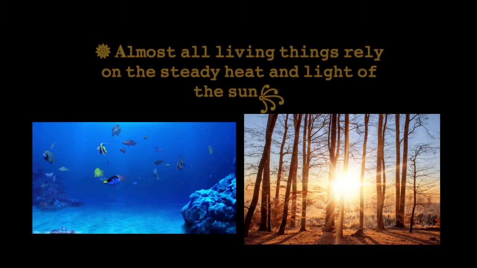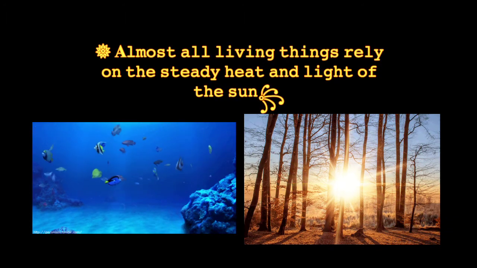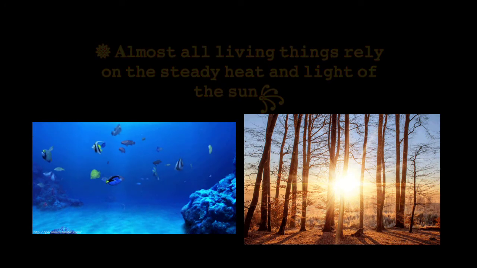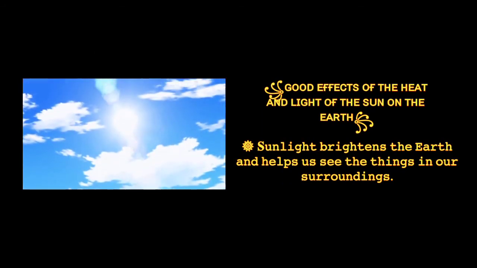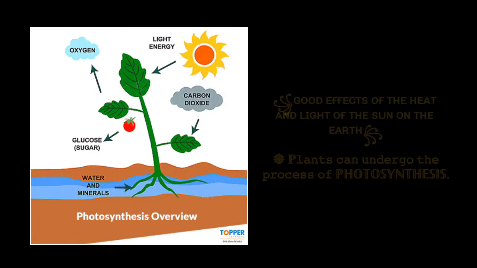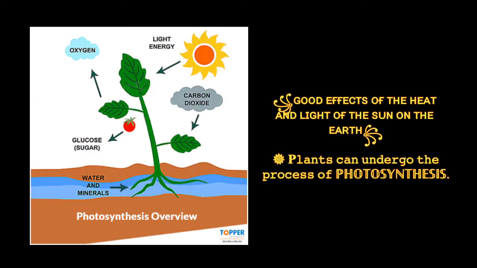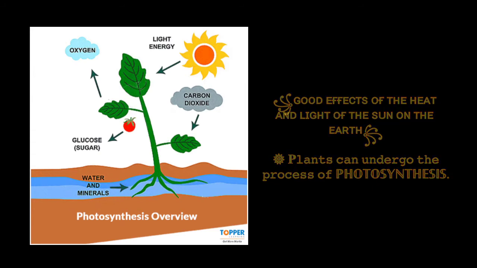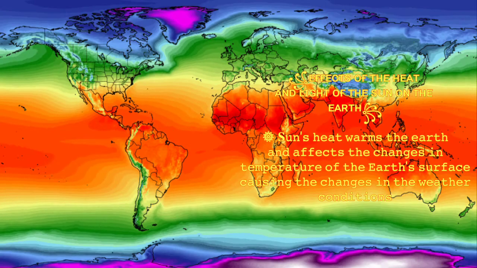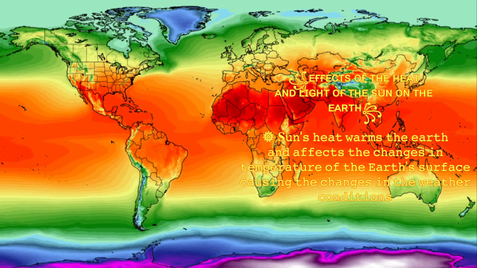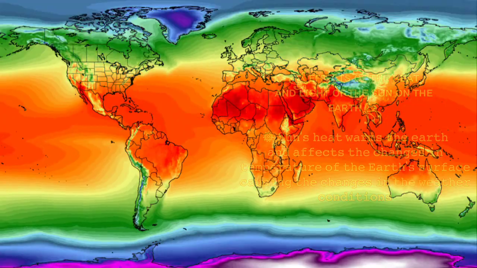Almost all living things rely on the steady heat and light of the sun. We receive just the right amount of heat from the sun so living things survive. The sunlight brightens the earth and helps us see the things in our surroundings. Plants can undergo the process of food making called photosynthesis with the aid of the sunlight. Aside from that, the sun's heat warms the earth and affects the changes in temperature of the earth's surface, causing the changes in the weather conditions.